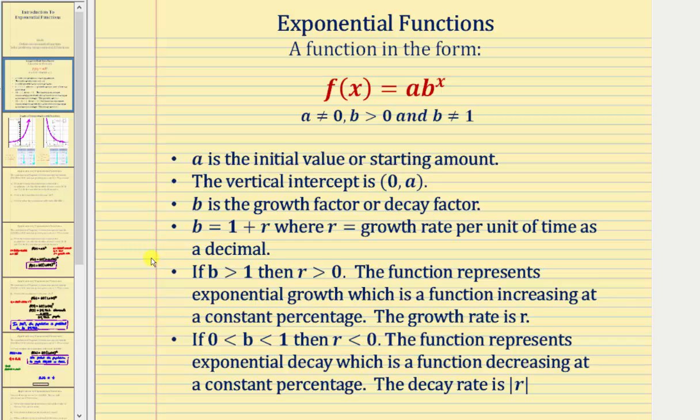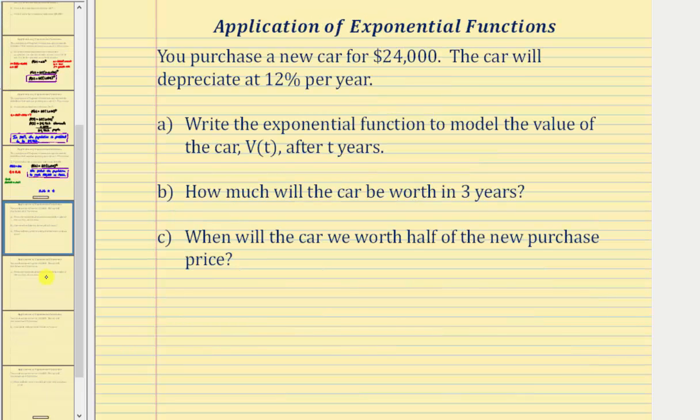Let's go and take a look at our second example. You purchase a new car for $24,000. The car will depreciate at 12% per year. Again, we're asked about an exponential function to model the value of the car v of t after t years, then predict how much the car will be worth in 3 years, and then part C, when will the car be worth half of the new purchase price.